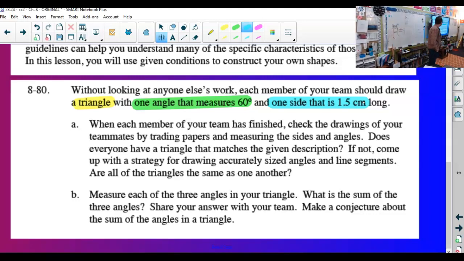If I was you, I'd probably start by drawing a side. Can we draw an angle without any lines? No. So I think we need at least a line before we can think about an angle. So whether it's your 1.5 centimeters, but guys, if you want to switch to inches, that's up to you, because 1.5 centimeters is pretty small.